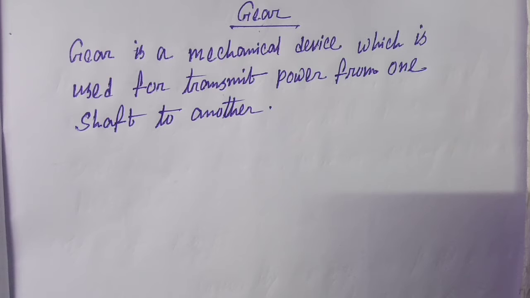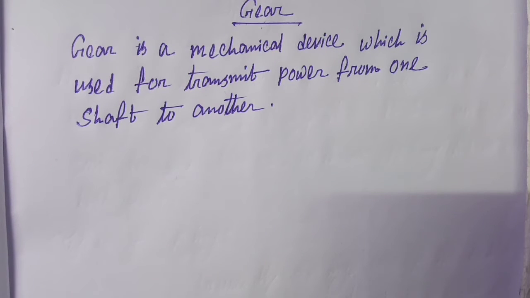What is the definition of gear? Gear is a mechanical device which is used to transmit power from one shaft to another shaft. Now, where can we use a gear drive?